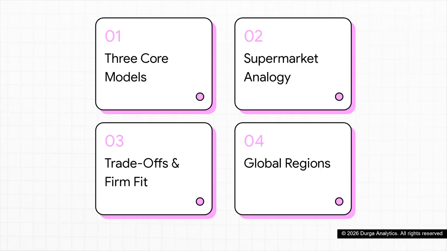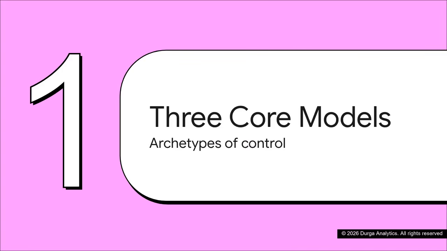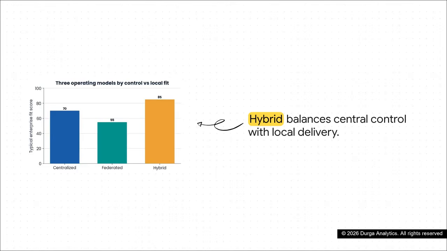Let's get into it. First up, the 3 core models: centralized, federated, and hybrid. When you look at typical enterprise fit, the hybrid model just completely blows past the centralized and federated approaches for large organizations, usually scoring an impressive 85 out of 100. And there's a good reason for that. It achieves this high mark because it perfectly balances the load.